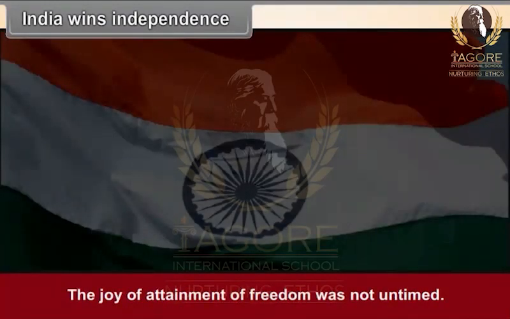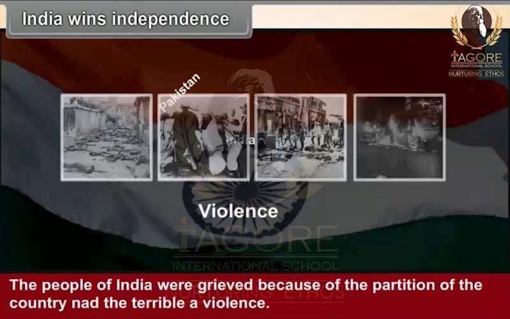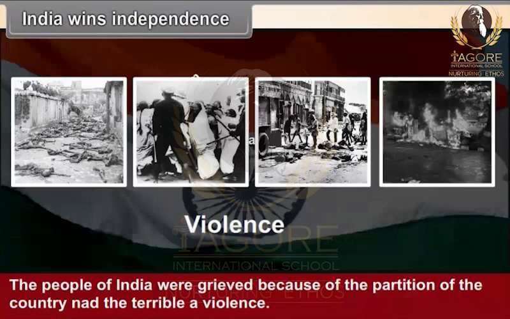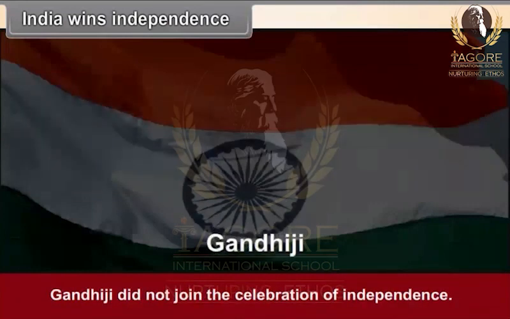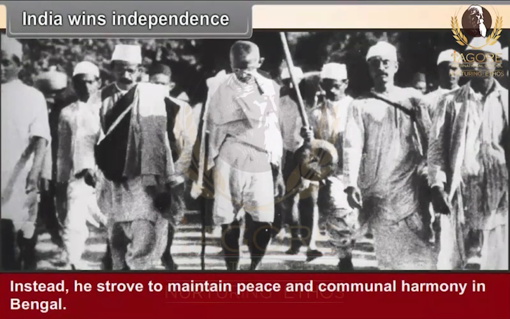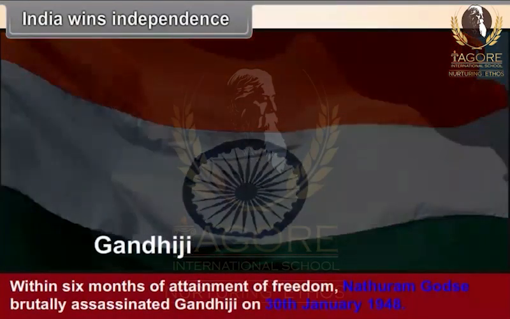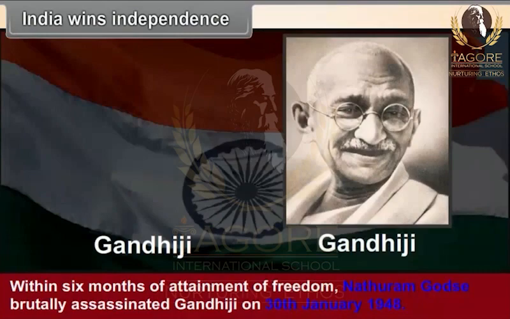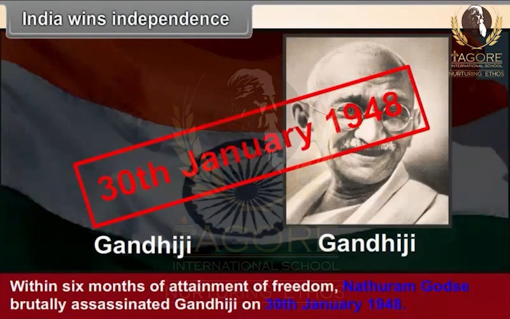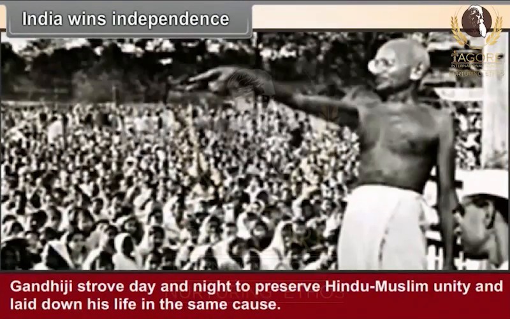The joy of attainment of freedom was not untinted. The people of India were grieved because of the partition of the country and the terrible violence. Gandhiji did not join the celebration of independence. Instead, he strove to maintain peace and communal harmony in Bengal. Within 6 months of attainment of freedom, Nathuram Godse brutally assassinated Gandhiji on 30th January 1948. Gandhiji strove day and night to preserve Hindu-Muslim unity and laid down his life in the same cause.